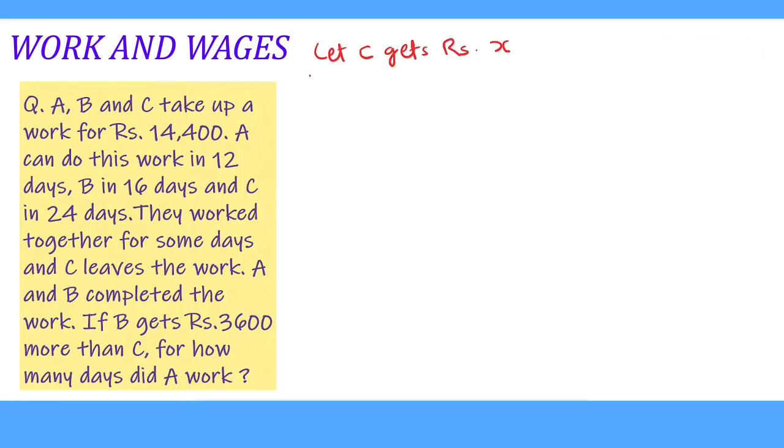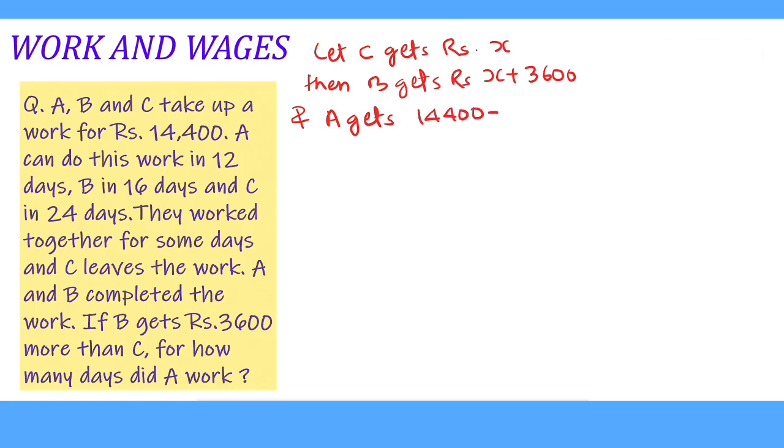Let C get rupees X. Then B gets rupees X plus 3,600, as B is receiving 3,600 more than C, and A gets the remaining amount from 14,400. So A's share is 14,400 minus B's amount, which is X plus 3,600, and C's amount, which is X. So this is equal to 10,800 minus 2x.